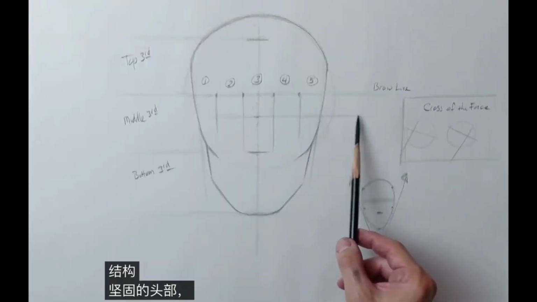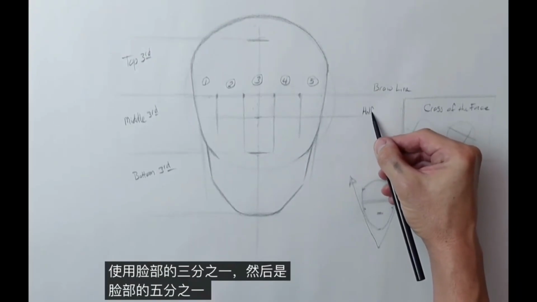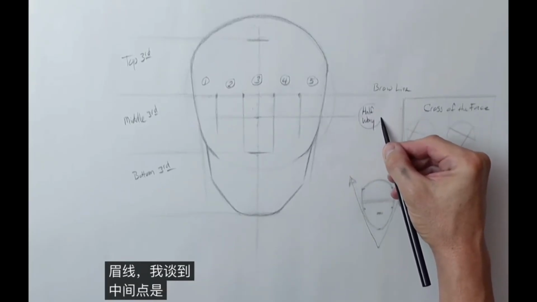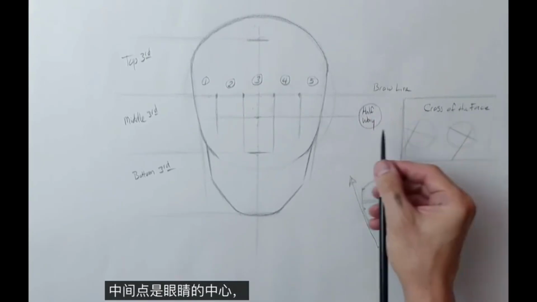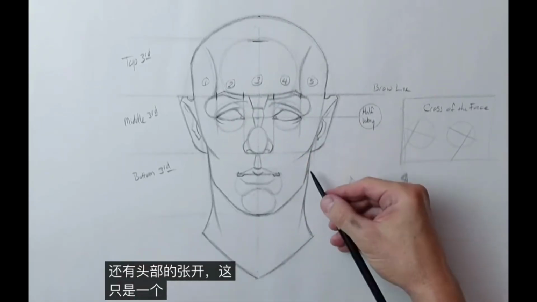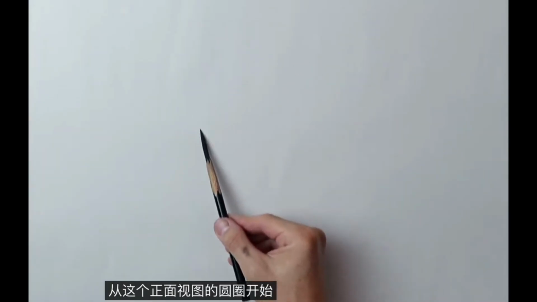And I'm using mostly the thirds of the face and then the fifths of the face running across the brow line. And I talk about the halfway point being the center of the eye, and also about the flaring of the head. And it's just a very basic structure circle for this front facing view.